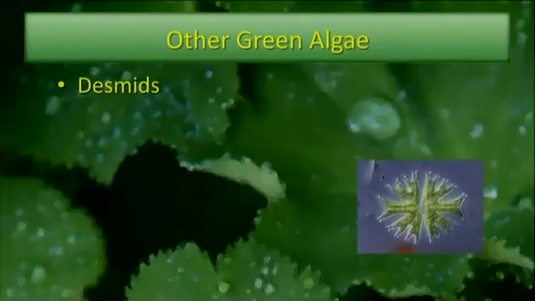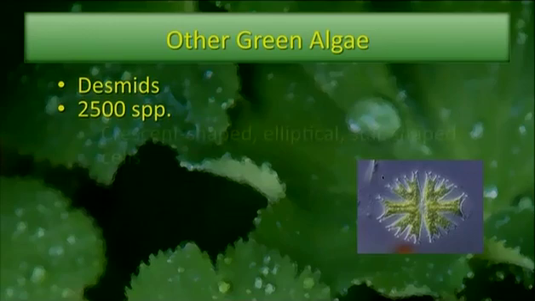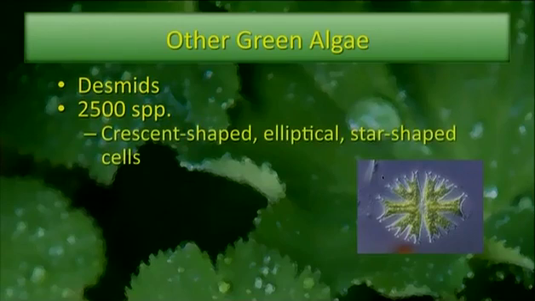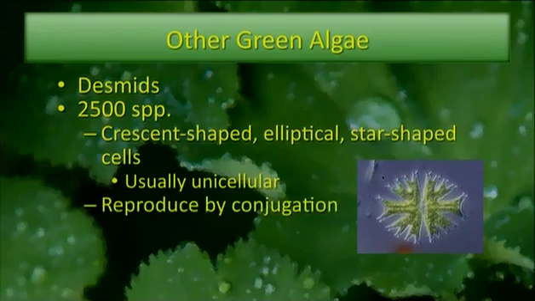Now we also have desmids, which are very different. Look how beautiful they are. There are about 2,500 species, and they tend to be crescent-shaped or elliptical or star-shaped cells. They tend to be free-floating in the plankton. They're usually unicellular, and they reproduce by conjugation. Isn't that beautiful, the desmids?